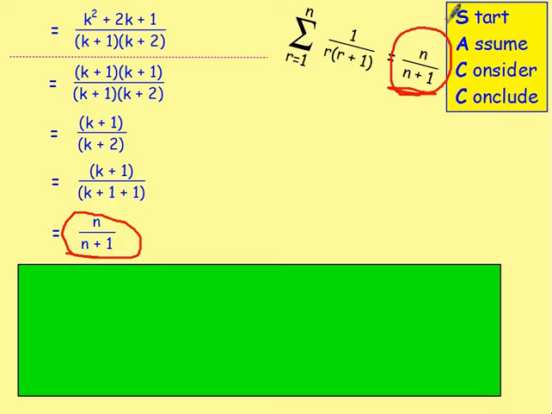Well done. So we had a starting value that we then assumed it was true for n equals k. Then we considered n equals k plus 1. We've now got down to the answer that we want. Big smiley face. And now you need to write your conclusion.